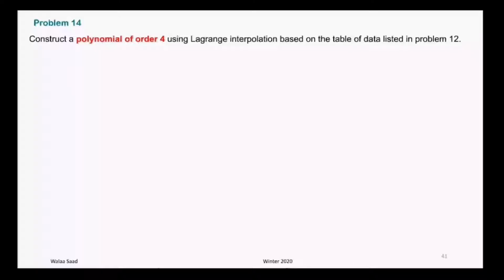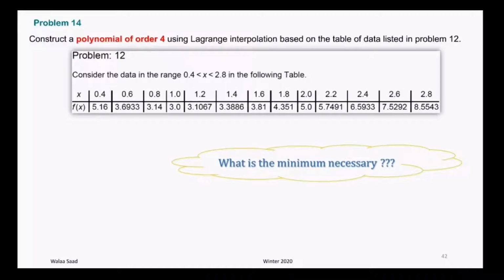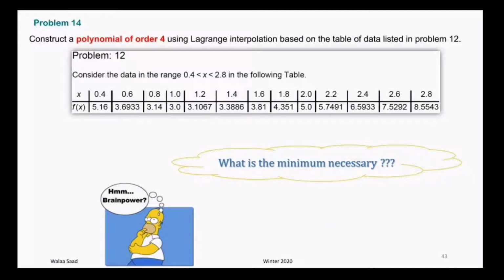Problem 14: construct a polynomial of order 4 using the Lagrange interpolation based on the table of data listed in problem 12. Let's recall the table of problem 12. Here is a huge number of points. If we need to interpolate it into a polynomial of order 4, think about the minimum necessary property we discussed in the previous problem. So how many points do we need?